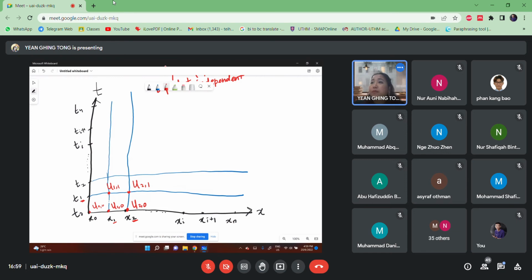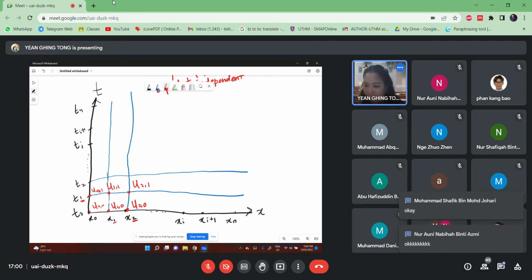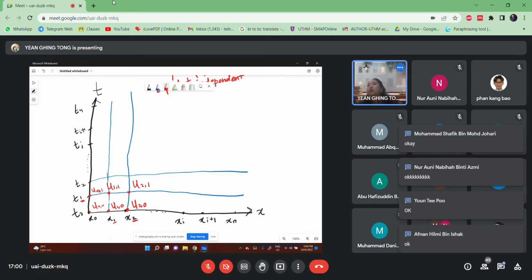Can? This one is very simple, right? Can you understand? So far can understand. And this is u1, 0, 1. Until here okay or not? If okay, then you type okay. Not okay, then type X. Okay. Now okay or not? Okay.